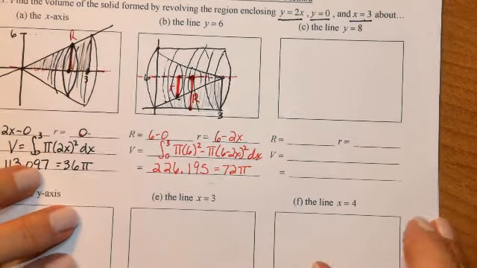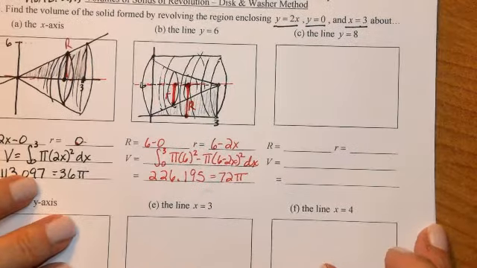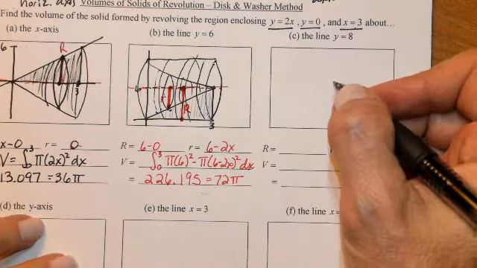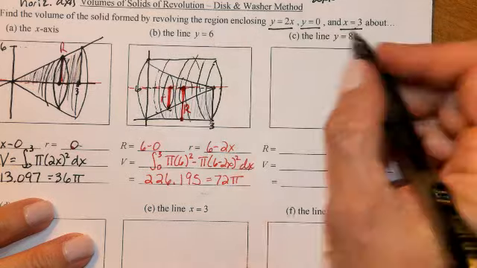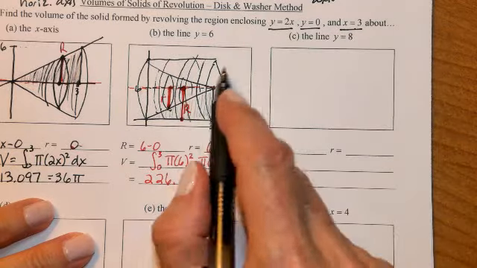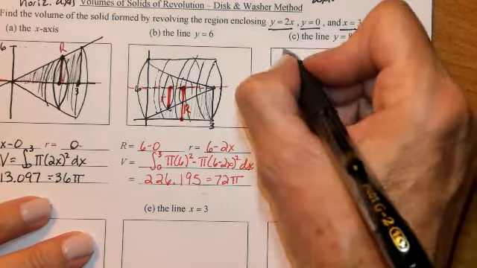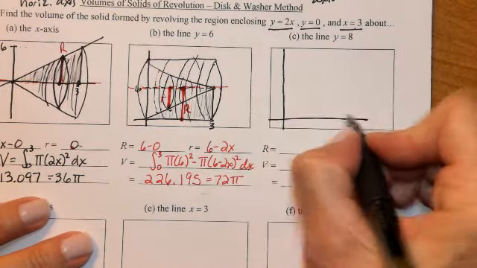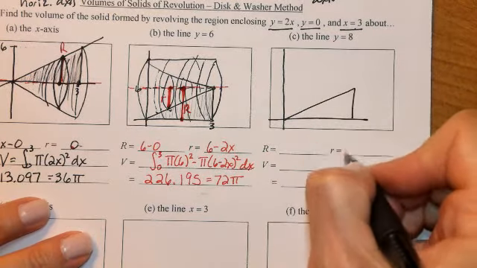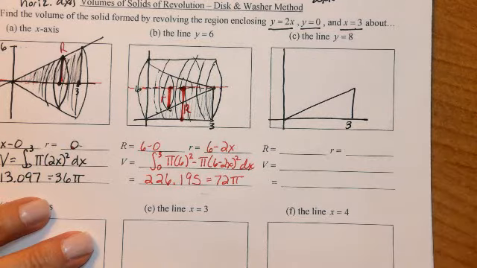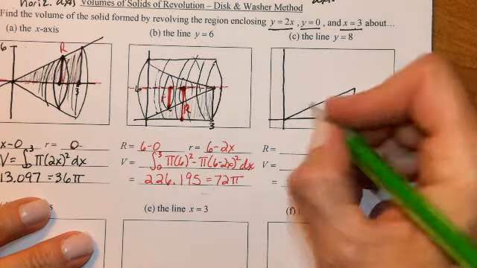All right. Now I'm going to start showing you how I really do these. I do it the same way, but I don't always draw this 3D picture. Let's revolve this around the line y equals 8. So I'm going to draw my region. Just a quick sketch. Don't get too fancy about this. There is your region.